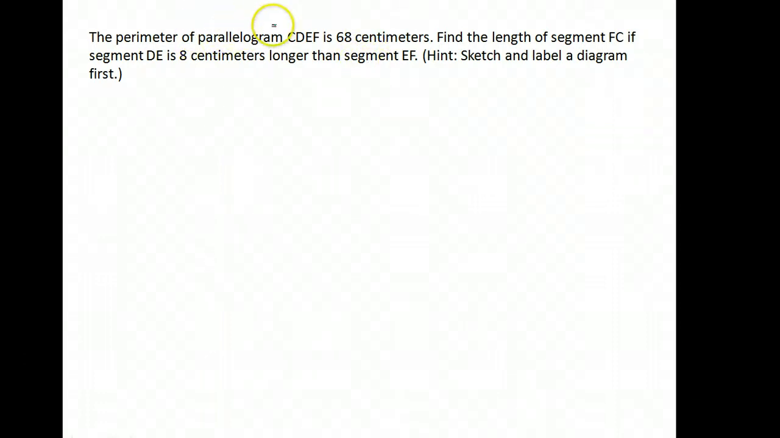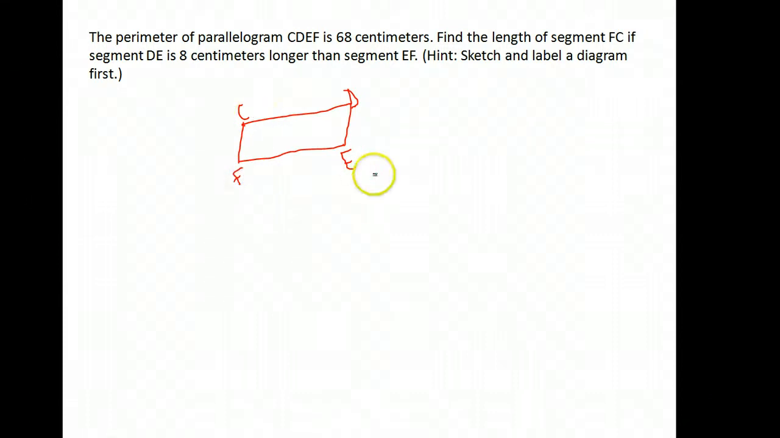All right, next, the perimeter of parallelogram CDEF. So let me draw that first. So just a general parallelogram. When you label it, go in order. So C, as I go around the figure, D, E, F. Okay, don't skip around. Just go in a circle around the figure as you label it. Find the length of segment FC. So that's what I'm trying to find, is from F to C. If segment DE is 8 centimeters longer than segment EF, it's not 8.